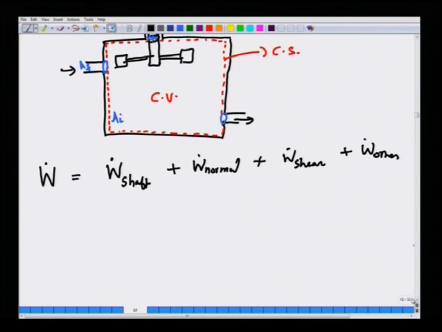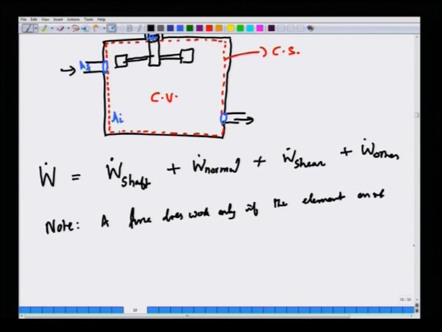Now, remember one important fact is that a force does work only if the element on which it acts moves in the direction of force. It displaces in the line of action of force.